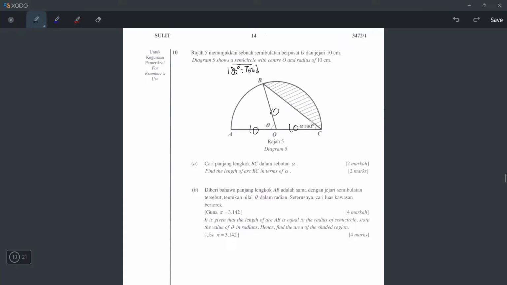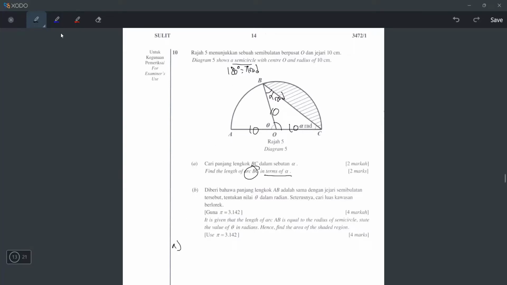Can you see this is an isosceles triangle? So if it's isosceles, what do you think is the angle here? Alpha, also the same. And what do you think the angle here is? It'll be 180 minus this, but I don't know this one, but it's okay for now. You have all this labeling, and for A, they want you to find the length of arc BC in terms of alpha. In terms of alpha, so easy.